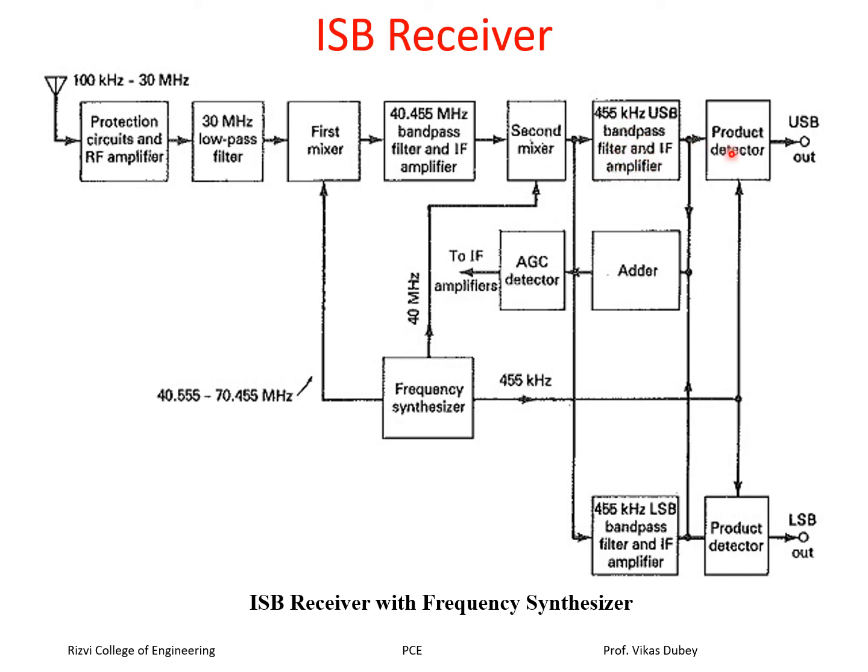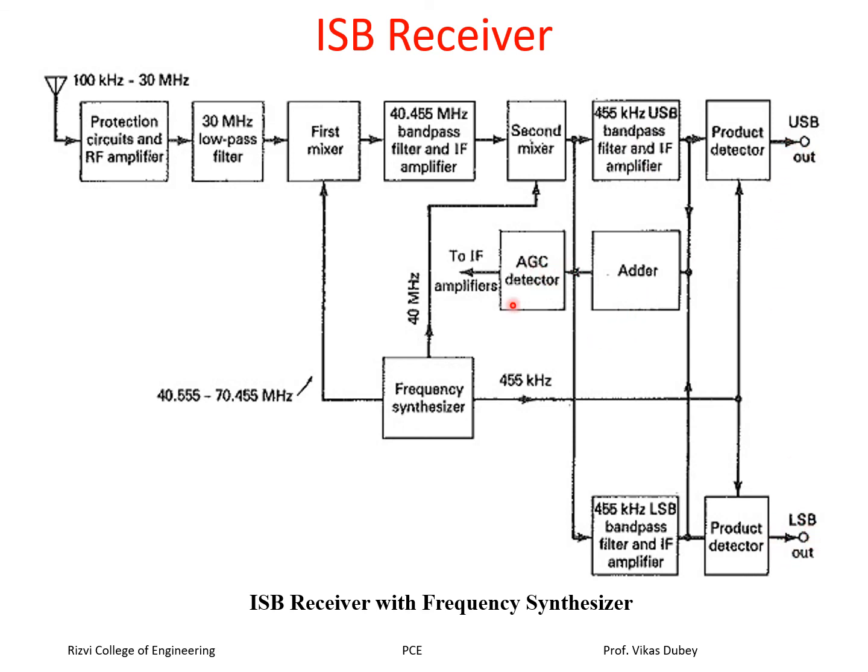Then the output is going to the product detectors, which will detect the signal, and the USB output is given. This output is again given to the 455 kilohertz LSB bandpass filter, and the LSB is given. So here USB is selected and here LSB is selected. Both bandpass filters are used to select: this bandpass filter selects the LSB, and this bandpass filter selects the USB, and the output is given as LSB output here, and USB output here.